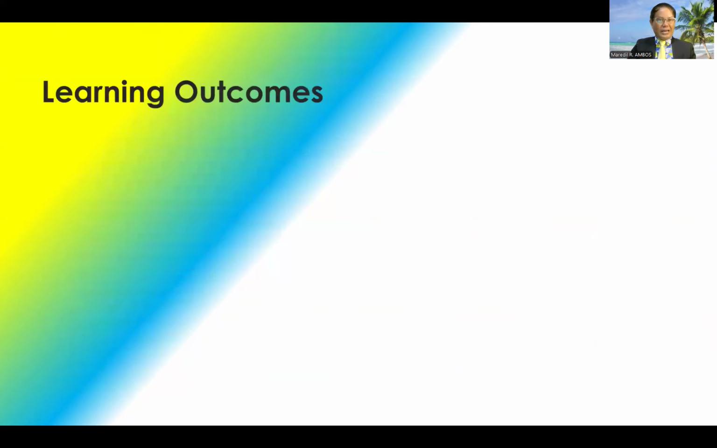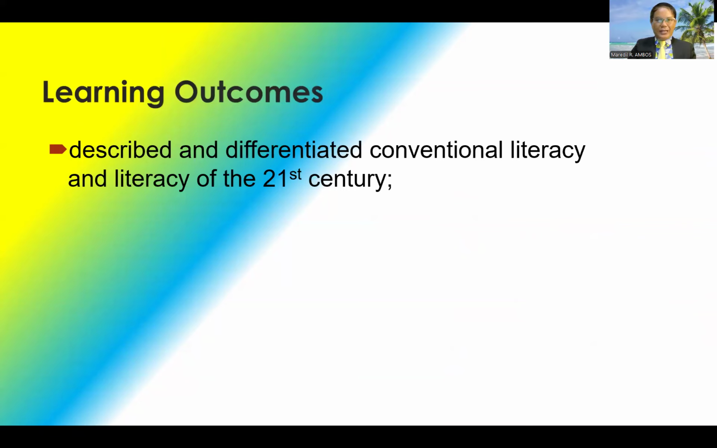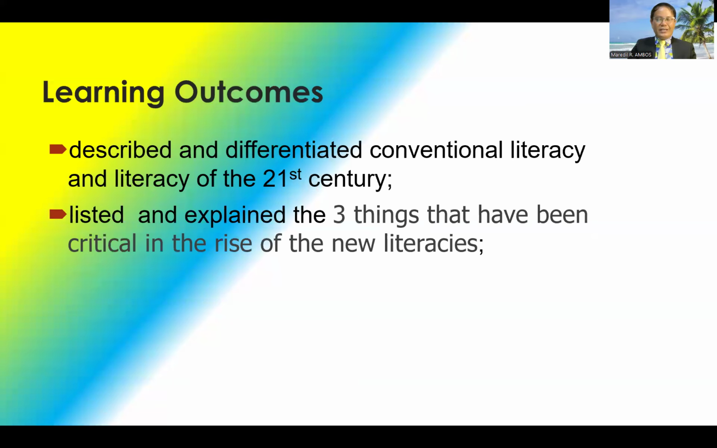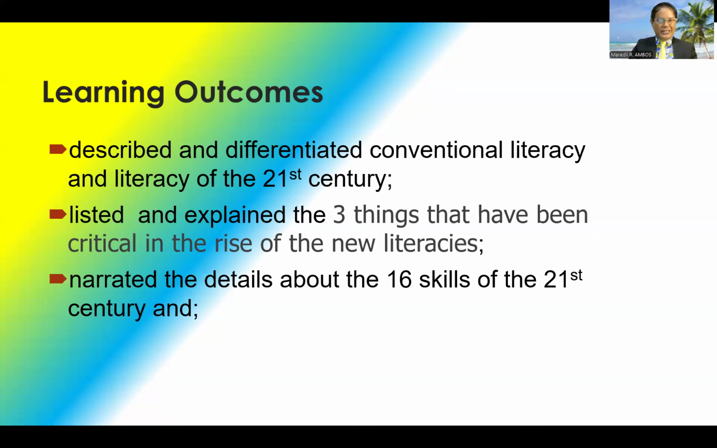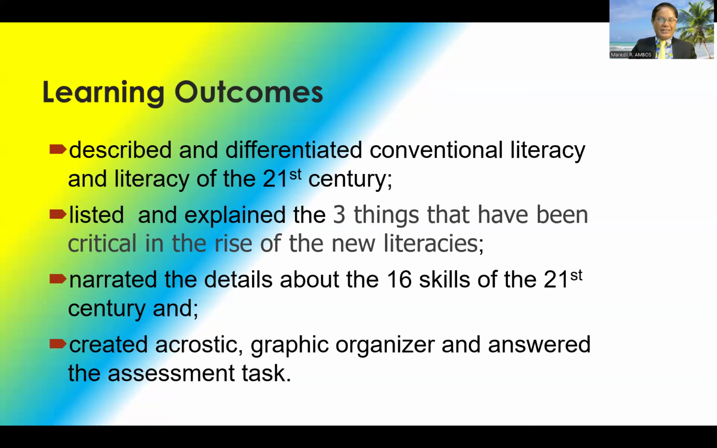For our learning outcomes, we have the following. The first is to describe and differentiate conventional literacy and literacy of the 21st century. The second is to list and explain the three things that have been critical in the rise of the new literacies. Third, to narrate the details about the 16 skills of the 21st century. And lastly, students can make an acrostic and graphic organizer, and answer the assessment task designed for this module.